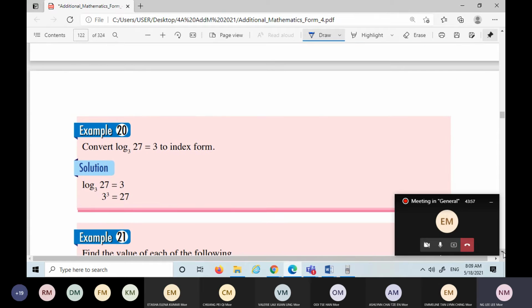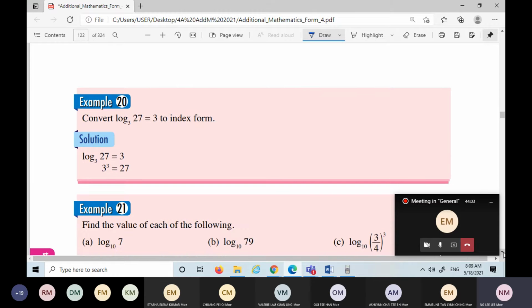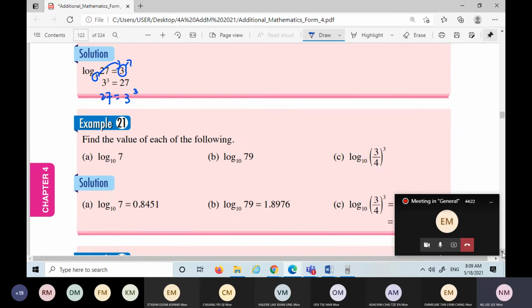Second example, the other way around, from the logarithmic form change to index form. I always write it in this way. I will write 27. Then 3 moves to this side to become the base, and this one moves up to become the power. So this is what I'm going to write. How about this?